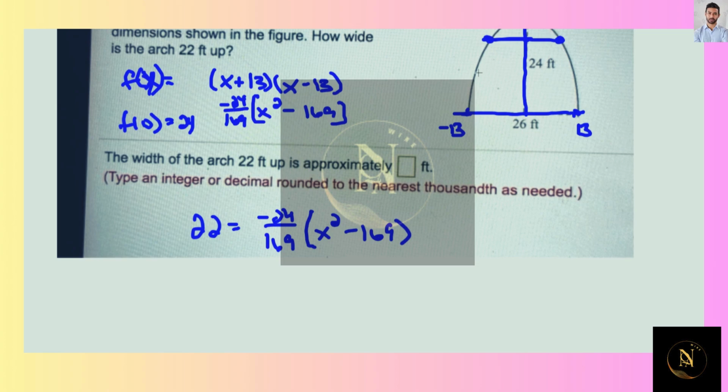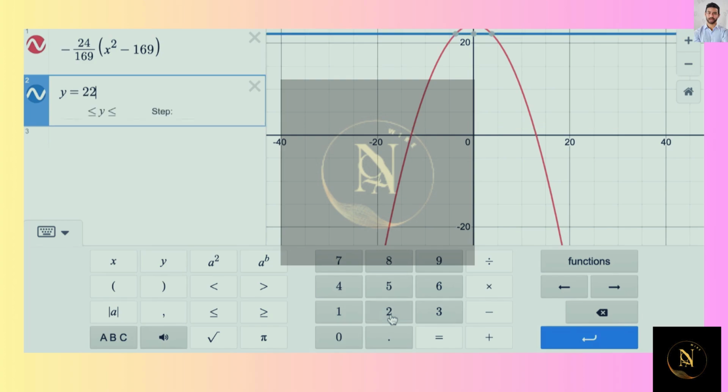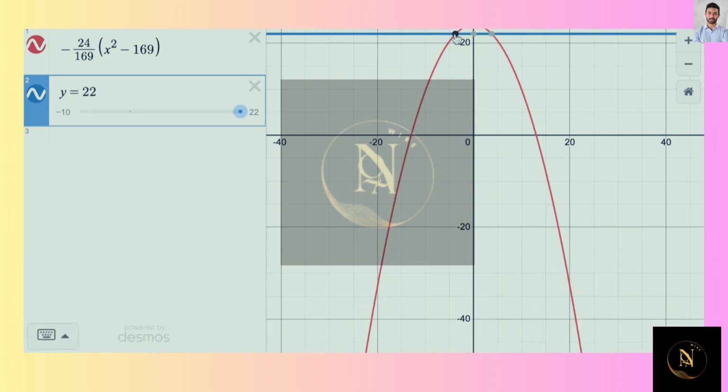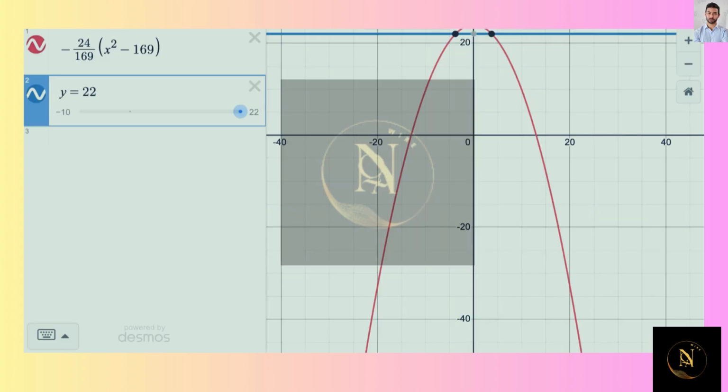But since I'm already on the graph, I'm just going to go ahead and graph y equals 22. That would be a height of 22. And I see the solutions. We want it to the nearest thousandth. The solutions are negative and positive 3.753.